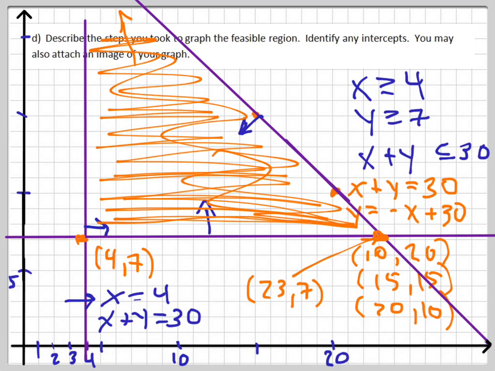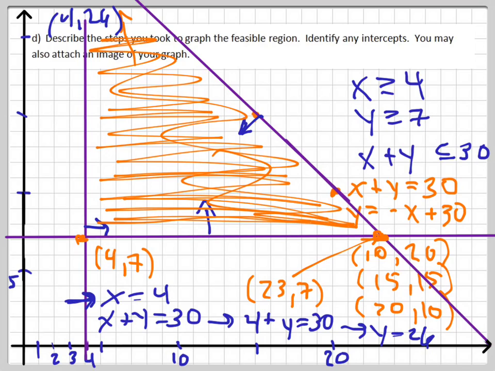My first one tells me that x is 4, so in the second equation, I would just substitute a 4 in place of the x, and then solve for y. That would mean that y would have to equal 26. So that's my point 4, 26. I can check this just by seeing if that makes both equations true. 4 does equal 4. And then in the second equation, 4 plus 26 does equal 30. So I know that that point is on both of those lines.